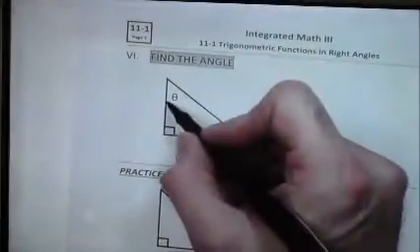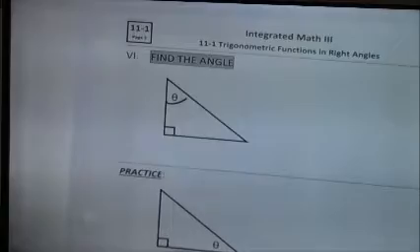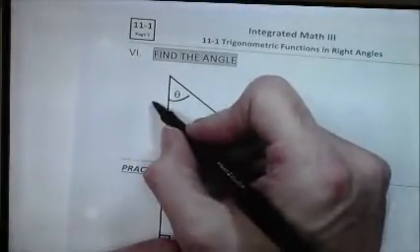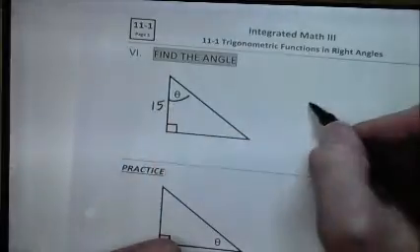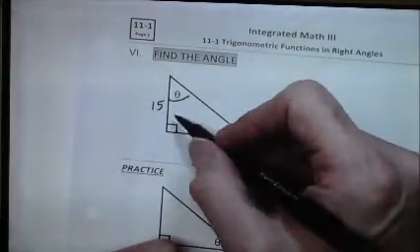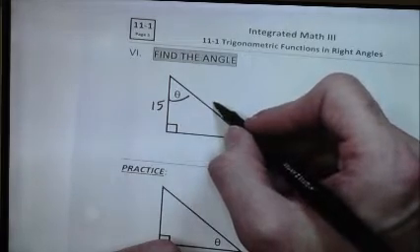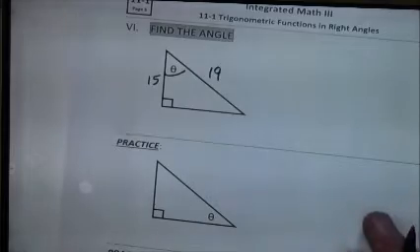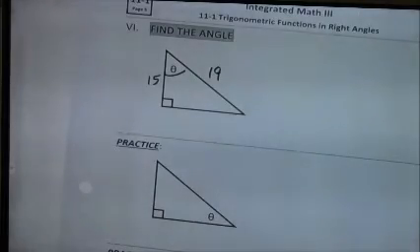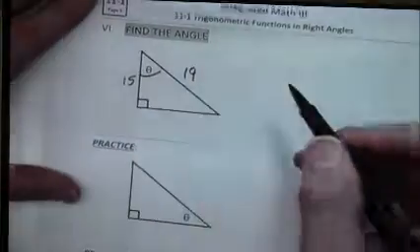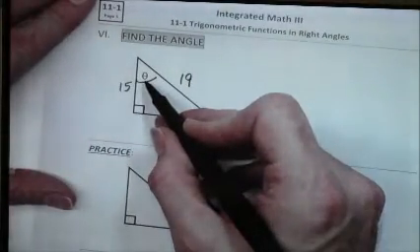So here, we don't know what the angle is. And in all the other ones, we had an angle to work with. What I'm going to do here is tell you that the side adjacent to it is 15, and I'm going to say the hypotenuse here is 19. Okay, that'll be enough for this. Not what I had been working on, but I'm doing it differently than what I did before. So I want to know what this angle is.